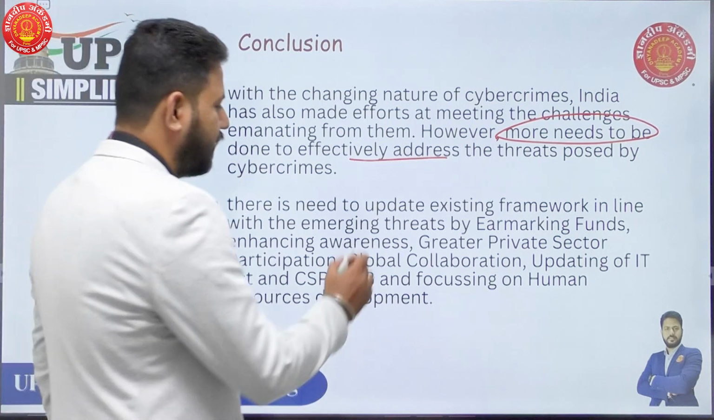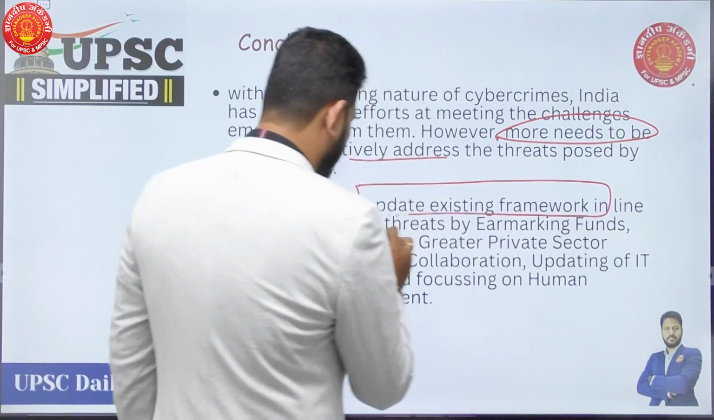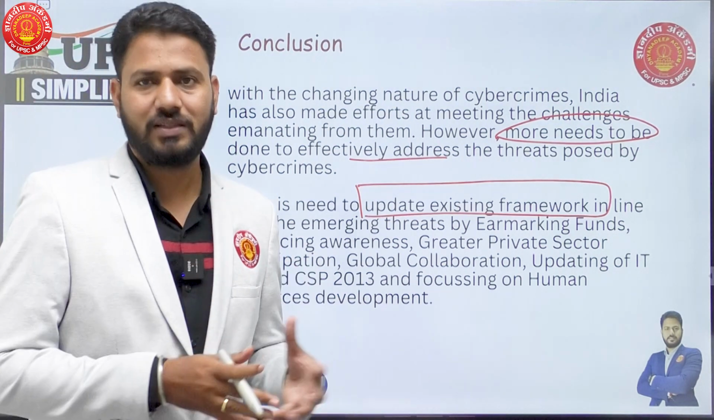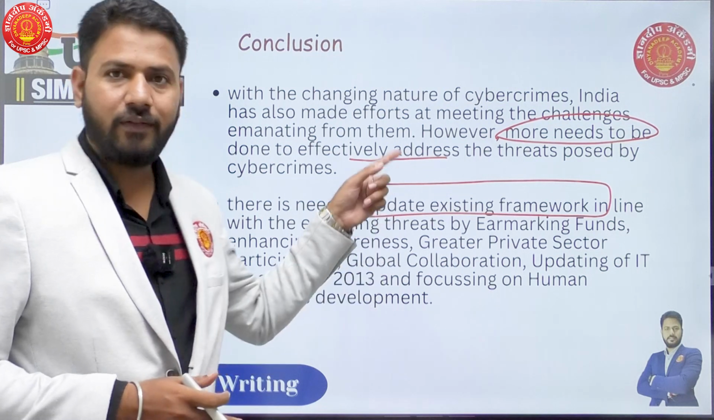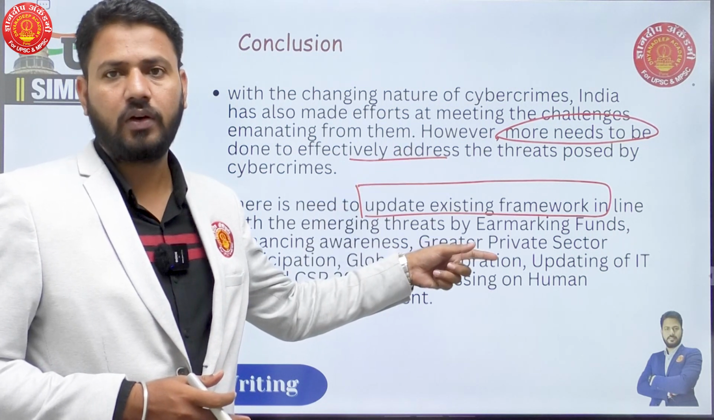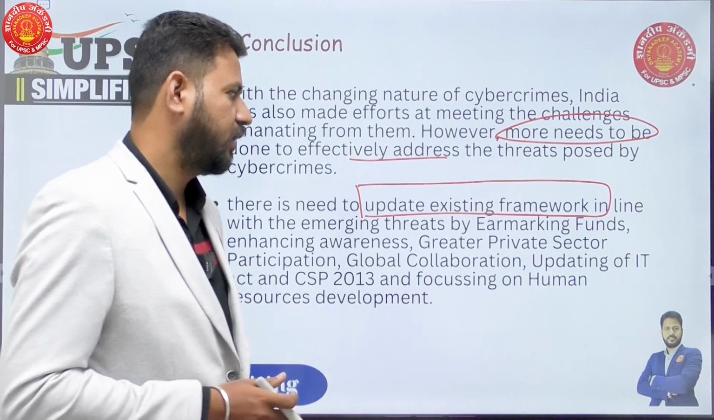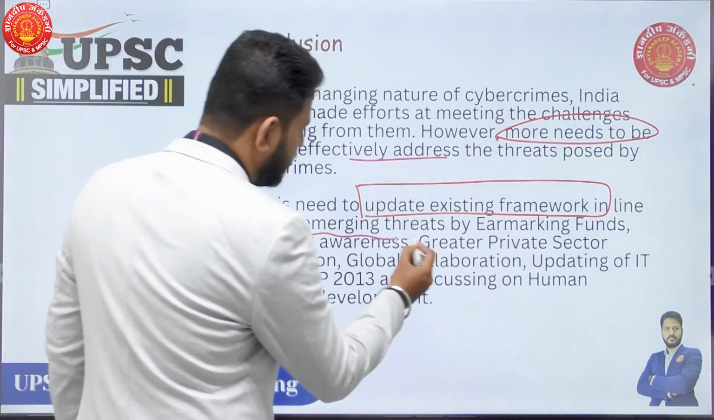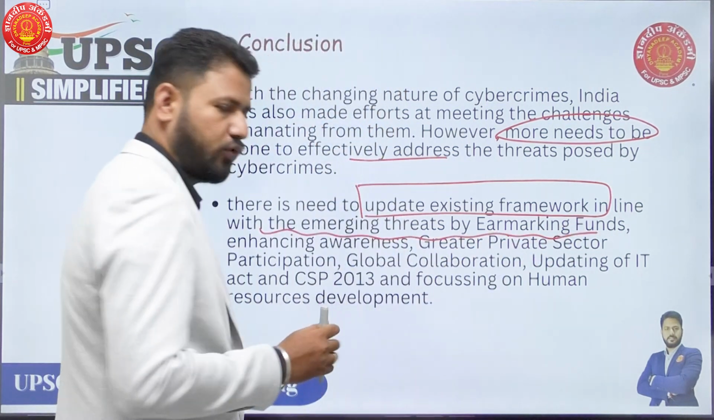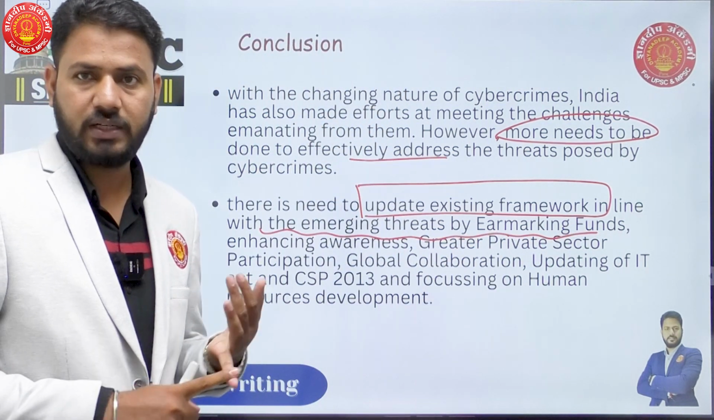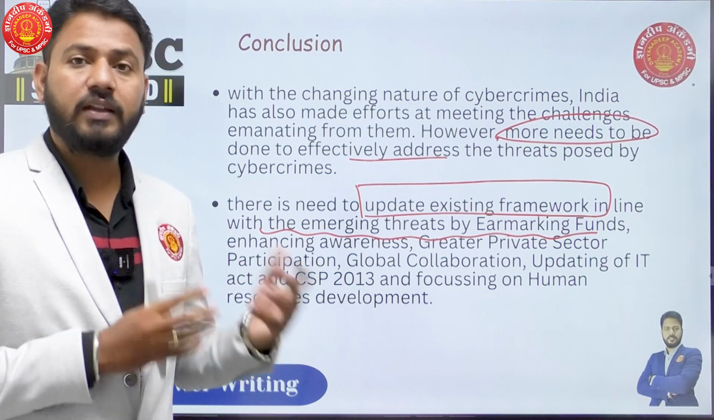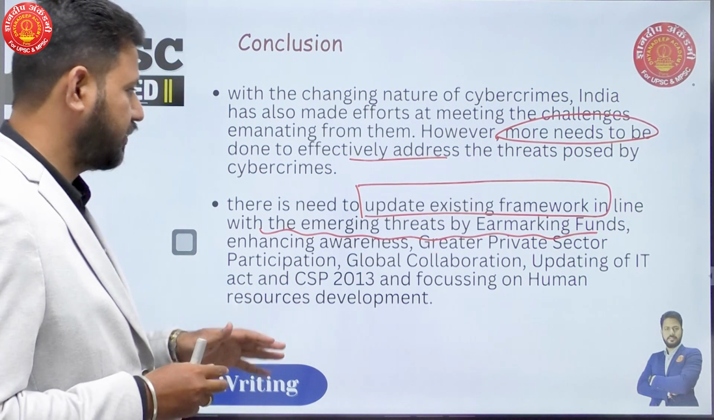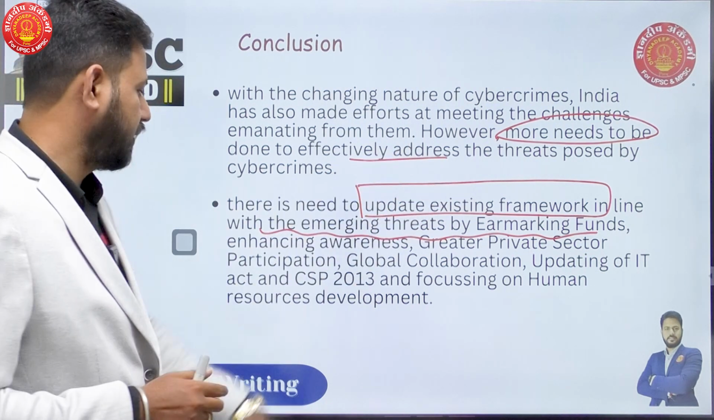Then there is a need to update the existing framework. This is again important. You're trying to be futuristic here because the nature of cybercrime is changing globally, and so will our framework or policies have to change with time. This has to change keeping in mind the emerging threats, by earmarking funds. You'll have to make available funds from the budget because the funding that the Government of India gives for cyber security is very minuscule. So we'll have to increase this and make sufficient funds available for it.